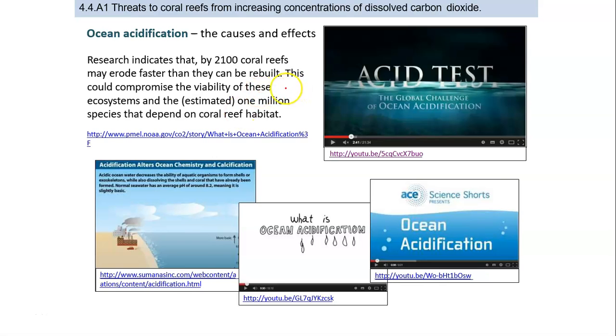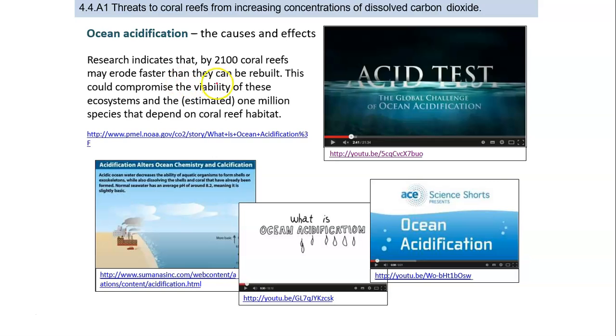Hello everyone, in this video it's a continuous discussion regarding climate change, but here is the last part of Unit 4, which is talking about ocean acidification. What are the causes and effects of the acidification?